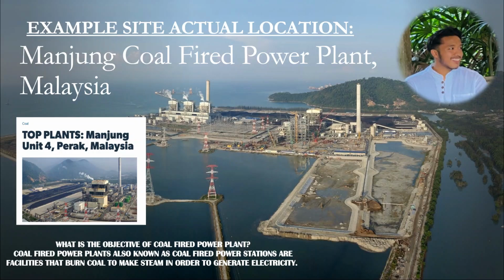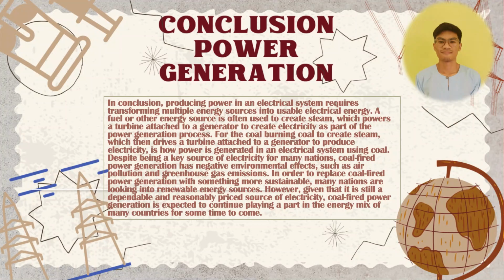For the objective of building a coal power plant: coal-fired power plants, also known as coal-fired power stations, are facilities that burn coal to make steam in order to generate electricity. In an electrical system that uses coal as a fuel, burning coal produces steam that powers a turbine connected to a generator to produce electricity. Even though coal-fired power generation is a major source of electricity for many countries, it has harmful environmental repercussions such as pollution and greenhouse gas emissions.